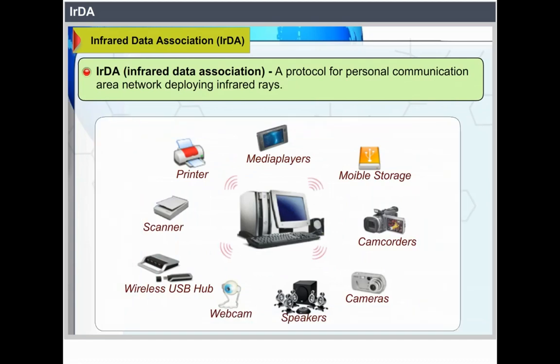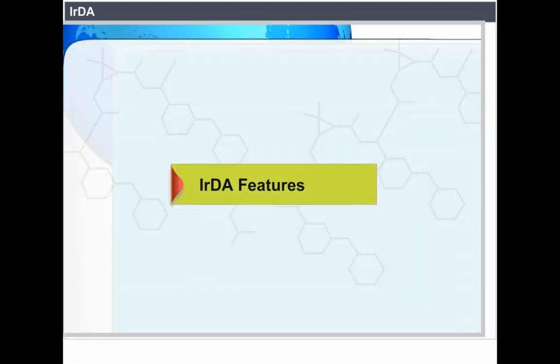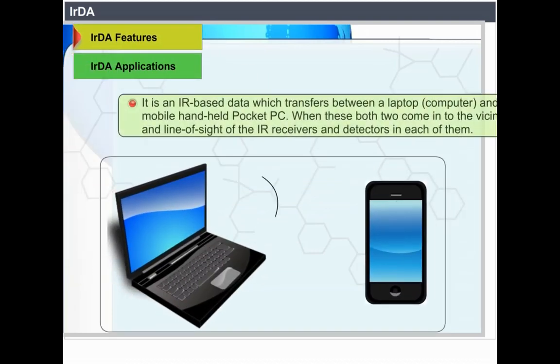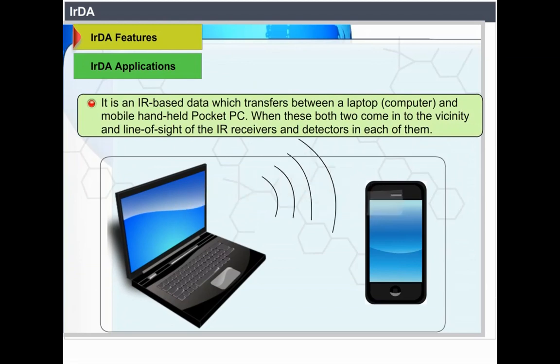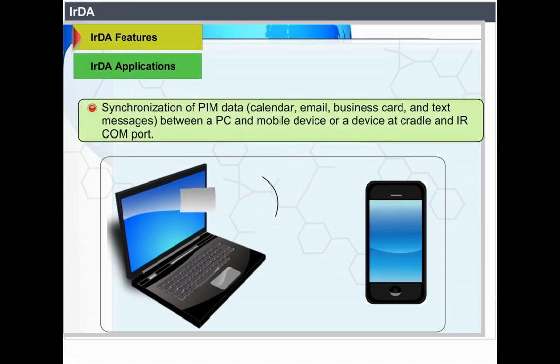IRDA, Infrared Data Association, a protocol for personal communication area network deploying infrared rays. IRDA features. IRDA applications. IR-based data transfer between a laptop computer and mobile handheld pocket PC when the two come in vicinity and line of sight of the IR receivers and detectors in each of them. Synchronization of PIM data, calendar, email, business card and text messages between a PC and mobile device or a device at cradle and IR COM port.